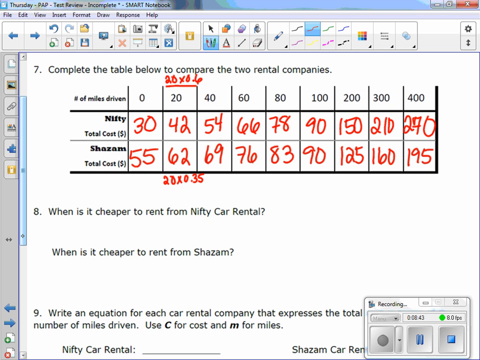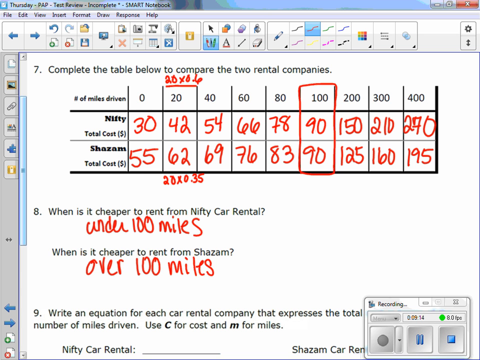So when is it cheaper to rent from Nifty Car Rental? When is it cheaper to rent from Shazam? Well, when we look at 100, that is where it's exactly equal. So when is it cheaper to rent from Nifty? Well, that's going to be under 100 miles. When is it cheaper to rent from Shazam? Over 100 miles. Exactly at 100 miles, it doesn't matter who you go with.